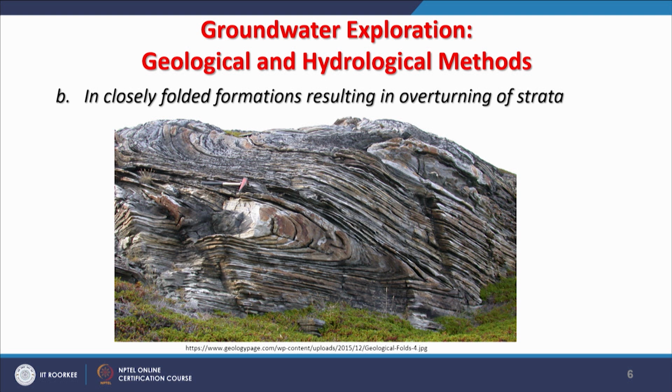Now, another: closely folded formations resulting in overturning of strata. Here as you can see, depending on the antiform, inside there might be older rocks, and the younger rocks on the outside, and a reverse situation can also be there, with younger rocks inside the core and older rocks outside. So, that has to be checked, because normally we have said that the older rocks have poor support for groundwater movement and storage as compared to younger rocks.